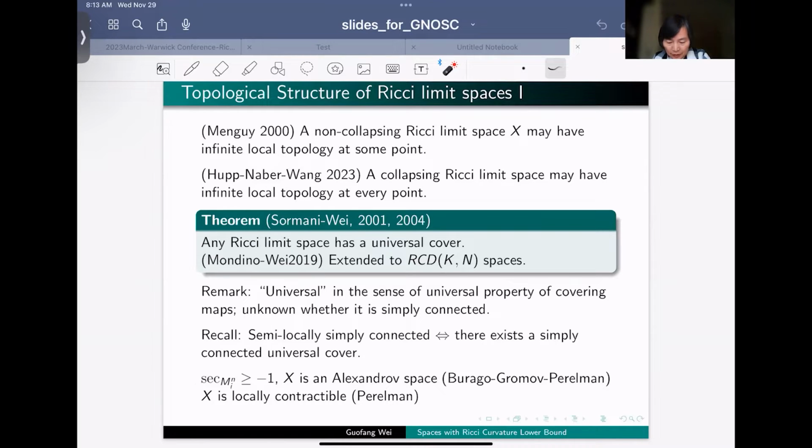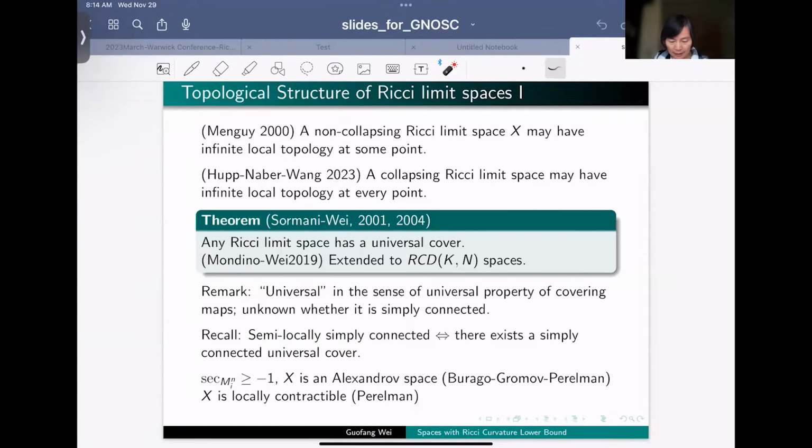So the universal cover here just means the cover of all covers. We don't at this time assume it's simply connected, even though sometimes people define the universal cover as simply connected. So we know that if it has a simply connected universal cover, then it's semi-locally simply connected.